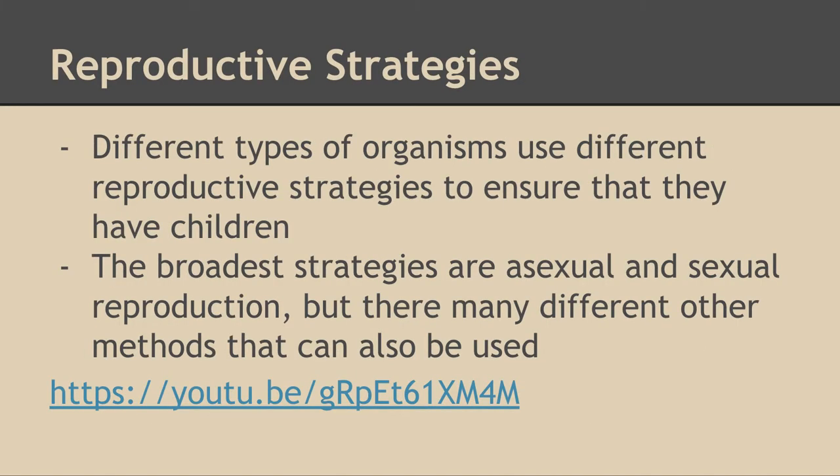There are two main strategies that organisms use for reproduction, although we can break each down into smaller groups. They are asexual and sexual reproduction. These strategies have different advantages, but they also have some disadvantages that go with them.